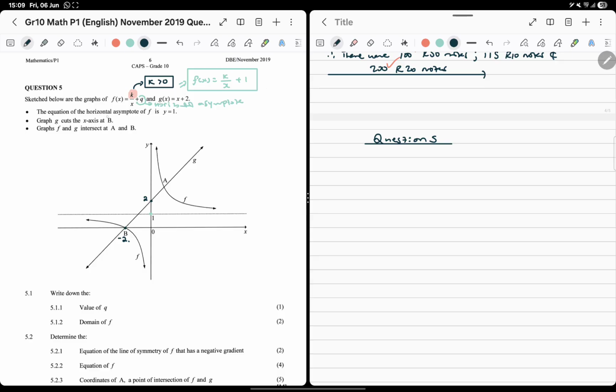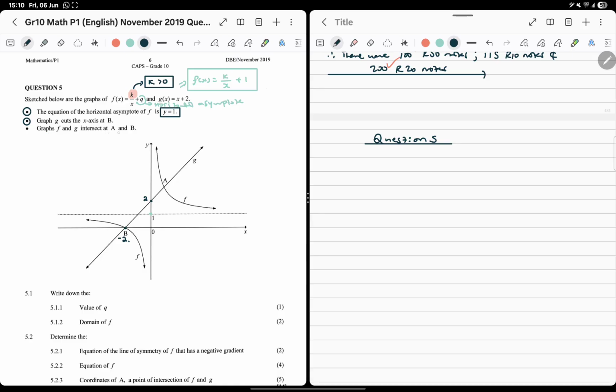So we're told the equation of the horizontal asymptote of f is y equals 1. My lord, it's already given, guys, on the graph. So this is too much information. Why? Graph g cuts the x-axis at B. It's evident. Don't need to even explain it. Again, why do you want to give so much? It's obvious. A student needs to look at the graph and see. This is too obvious. Perhaps a turning point would be a different story because you don't know where it is.